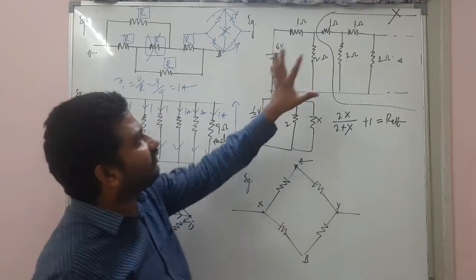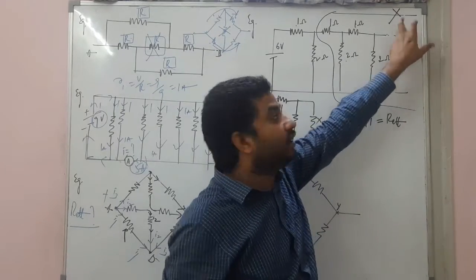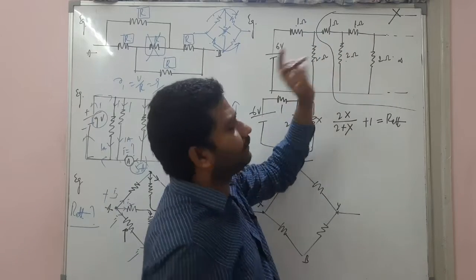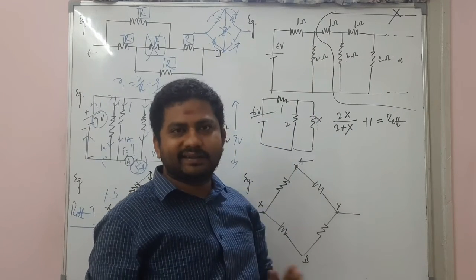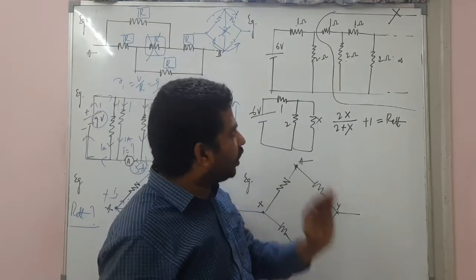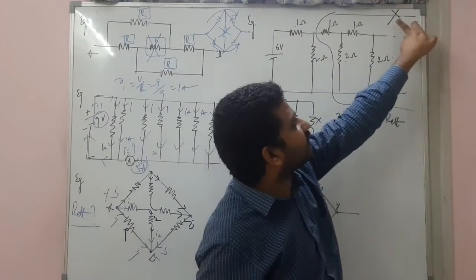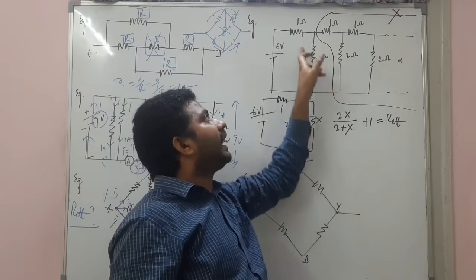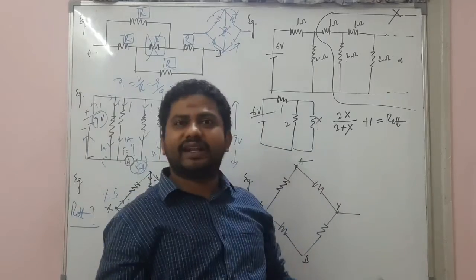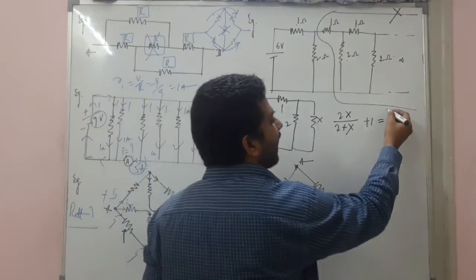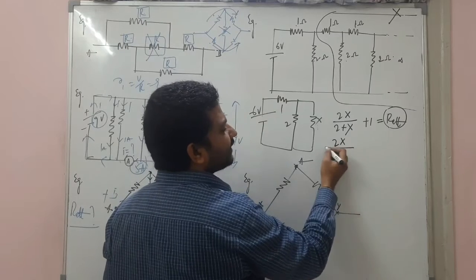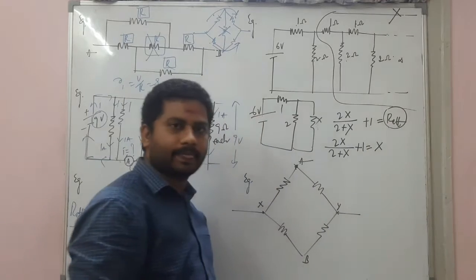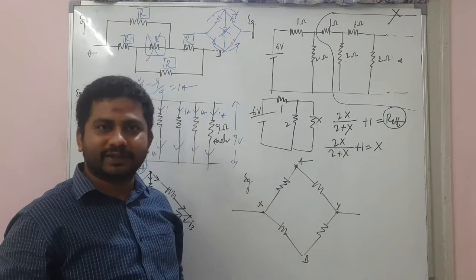Effective resistance of the infinite circuit is X we have taken. For that infinite circuit X resistance, just these two are added. Understand? Clear? Already, infinite circuit resistance we have considered as X. For that infinite resistance, these two only are adding now. So that means total resistance also we will consider as infinite. It is 2X divided by 2 plus X, plus 1 is equal to X. I hope you got the point.